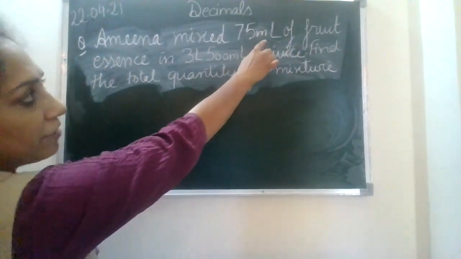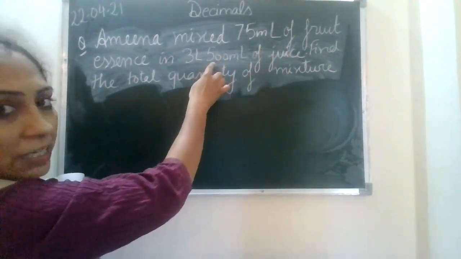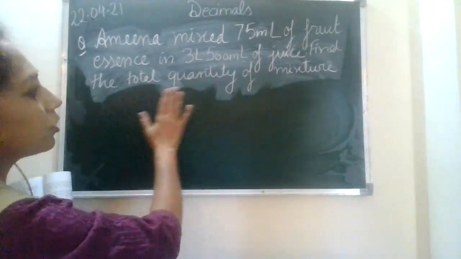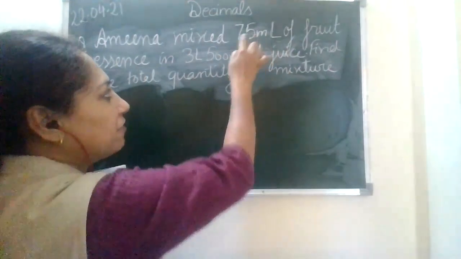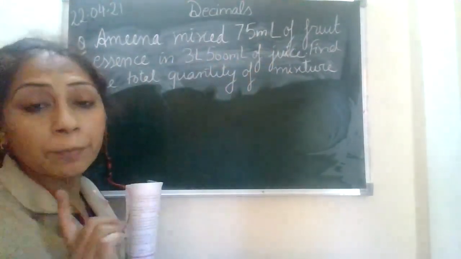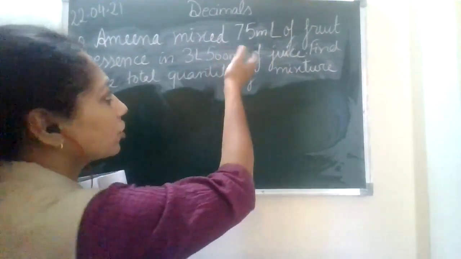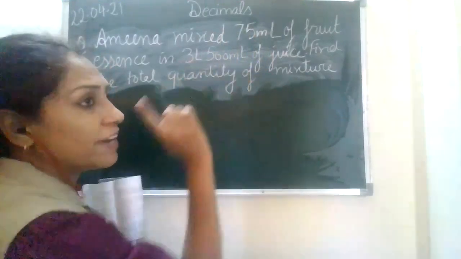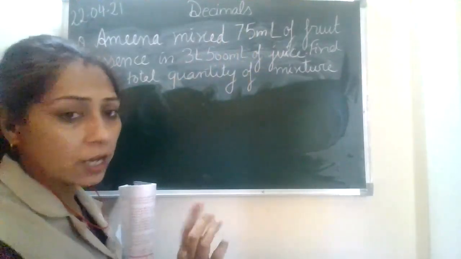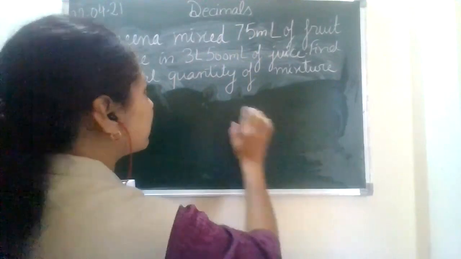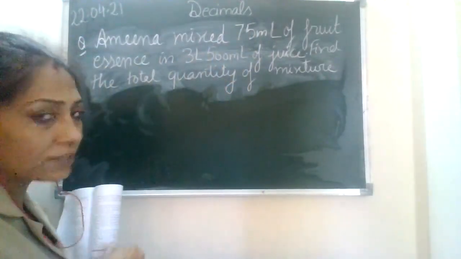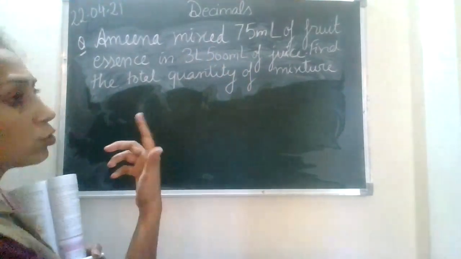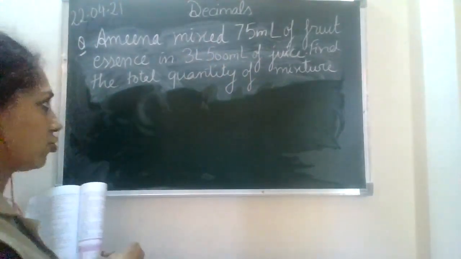This fruit essence, 75 ml in quantity, is mixed with 3 liter 500 ml. So find the total quantity of the mixture. Now you have to add 75 ml to this. But before that, you have to convert it to one common unit, that is liters. Since we have learned the units, we will make the unit common so that it will be easy for us to find the total quantity of the mixture.